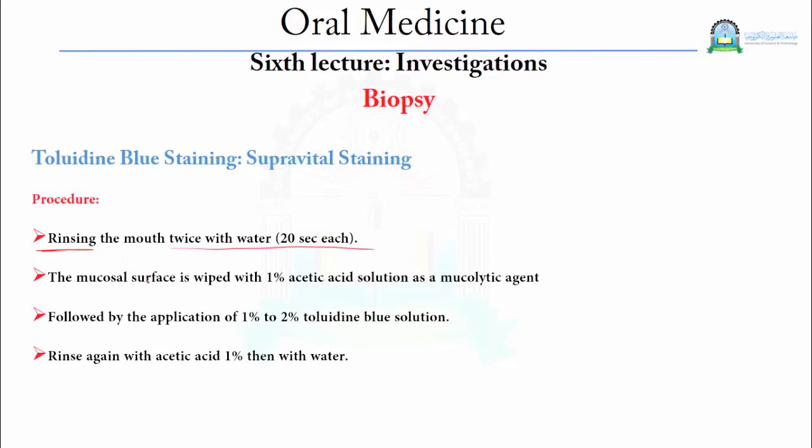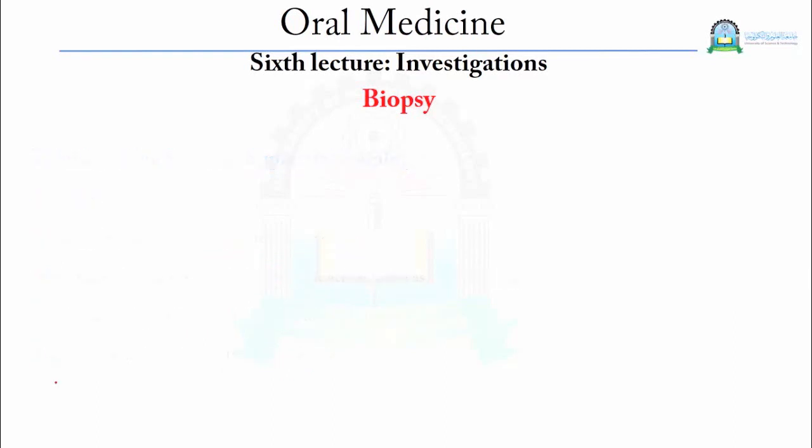Procedures: first step, you have to rinse the mouth twice with water for 20 seconds each. The mucosal surface is wiped with 1% acetic acid solution, which can be provided with the vial of the toluidine blue test, followed by application of 1% to 2% of the stain. Rinse again with acetic acid to remove the excess toluidine blue, and then you should rinse with water.